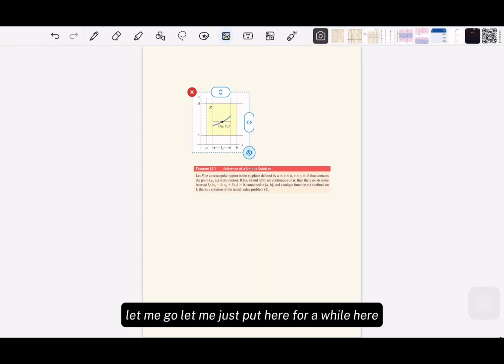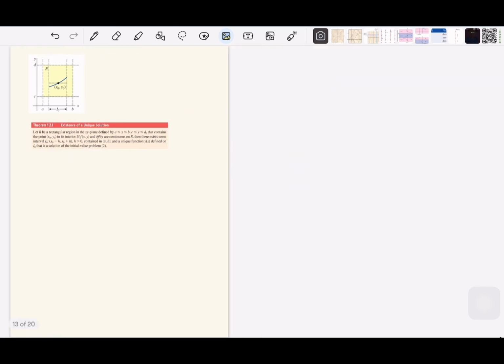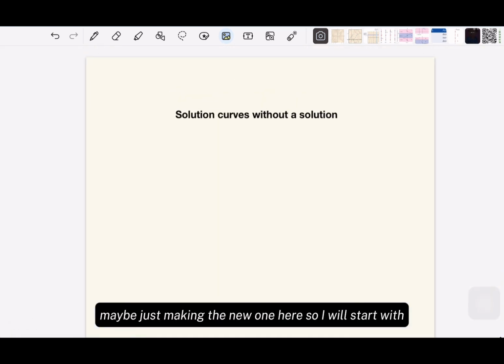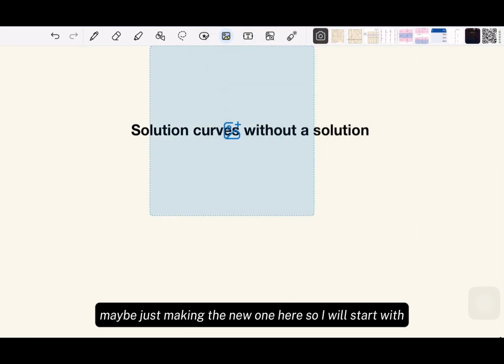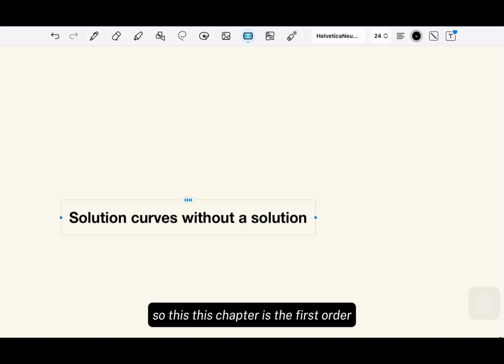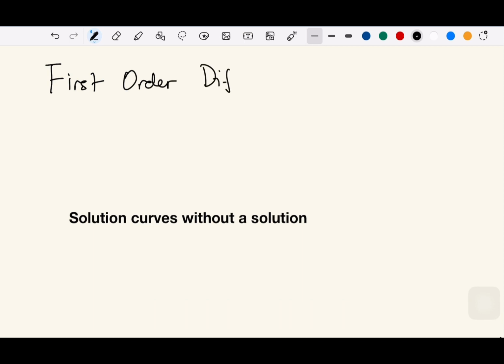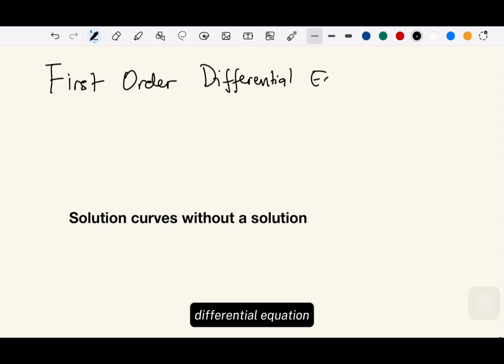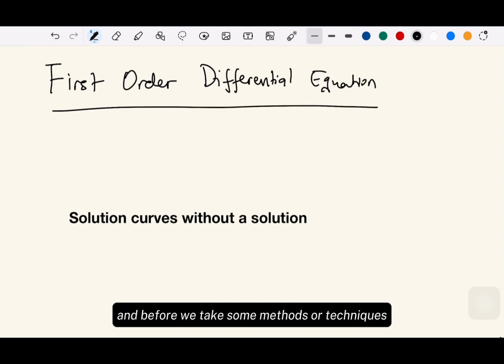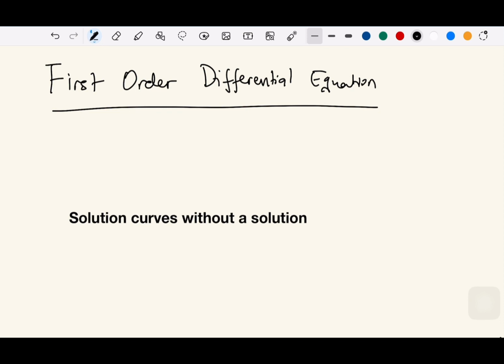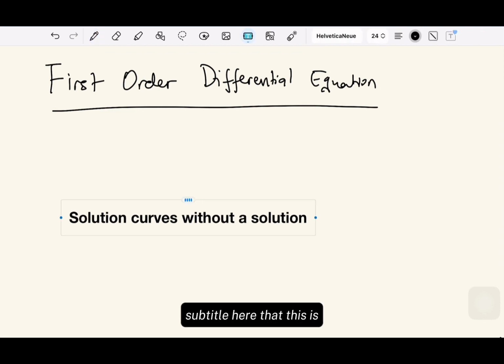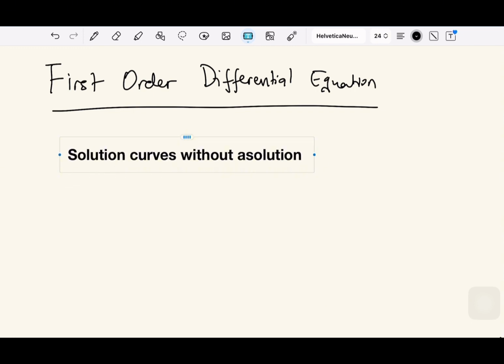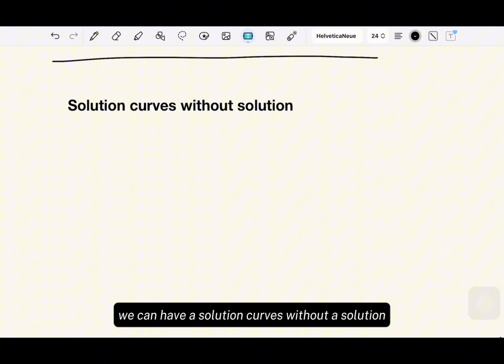Let me just put this here for a while. Maybe just make a new one here. So I will start with this chapter: the first order differential equation. And before we take some methods or techniques, there are some introductory topics. You can see this subtitle here: we can have solution curves without a solution.